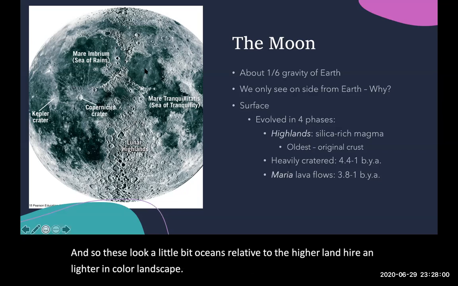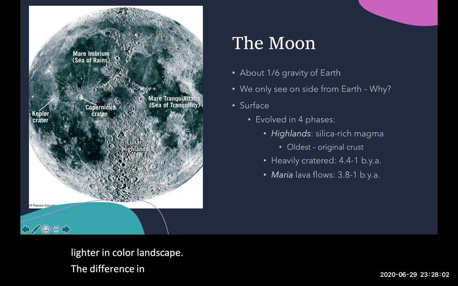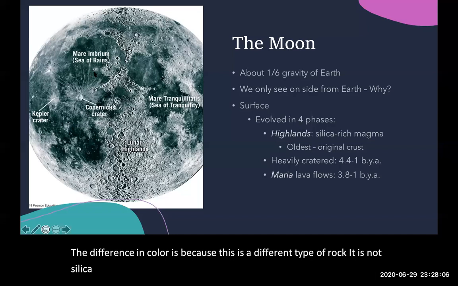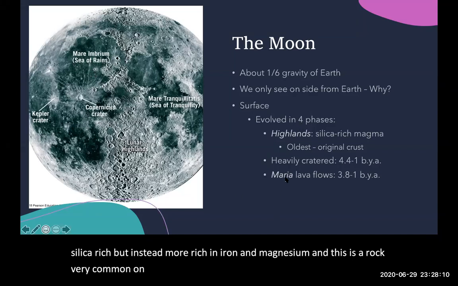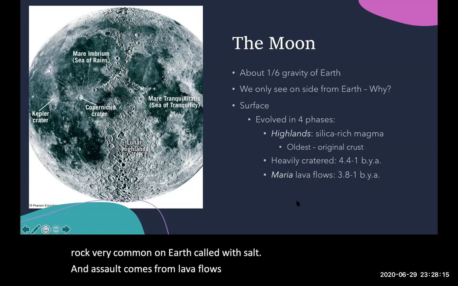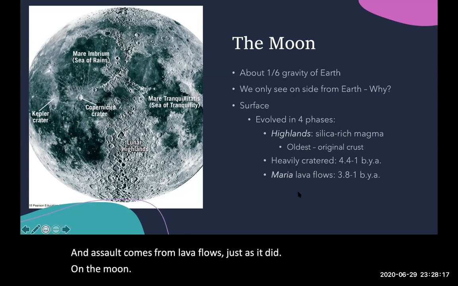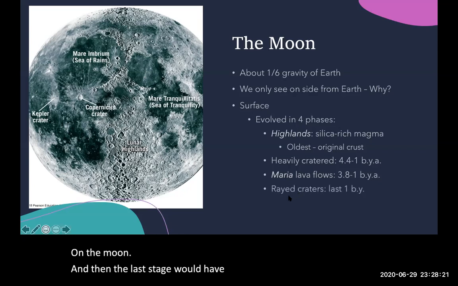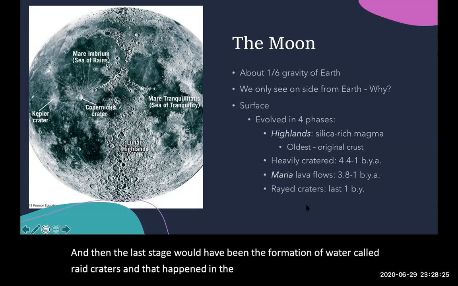The difference in color is because this is a different type of rock. It is not silica rich, but instead more rich in iron and magnesium. And this is a rock very common on Earth called basalt. And basalt comes from lava flows, just as it did on the moon. And then the last stage would have been the formation of what are called rayed craters, and that happened in the last 1 billion years.